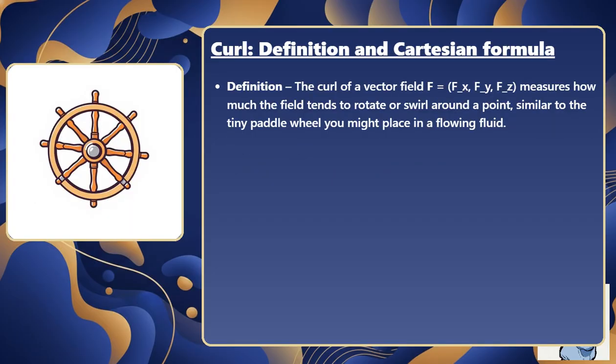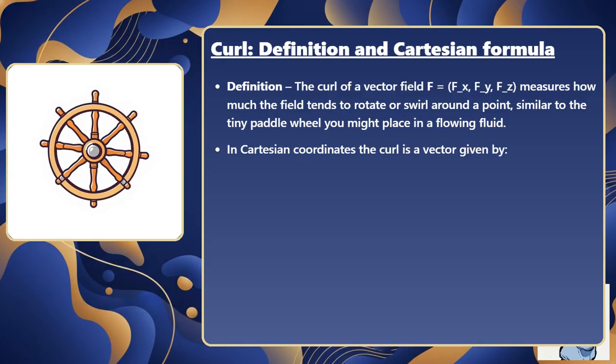Definition: the curl of a vector field F = (F_x, F_y, F_z) measures how much the field tends to rotate or swirl around a point, similar to the tiny paddle wheel you might place in a flowing fluid.